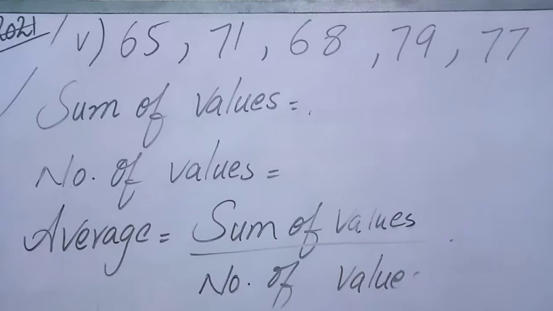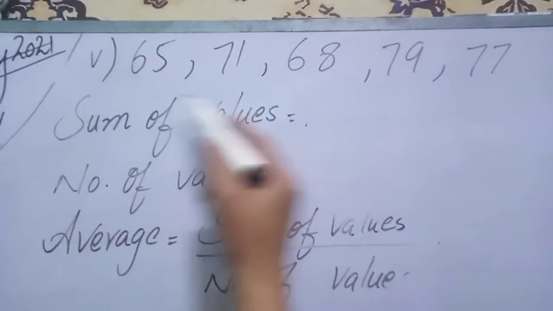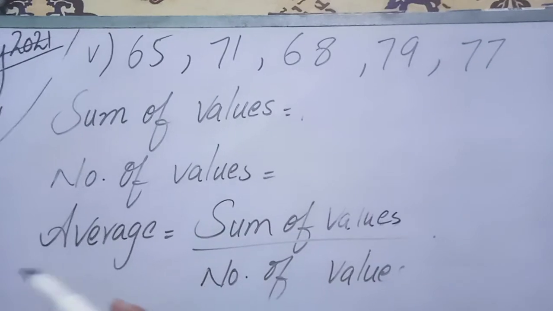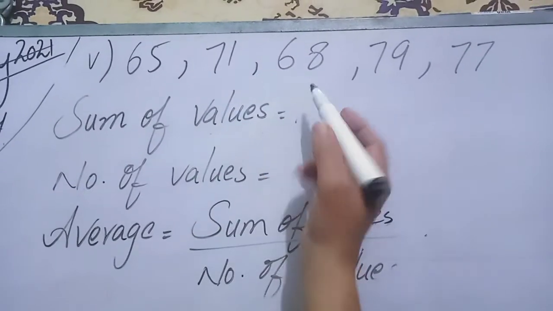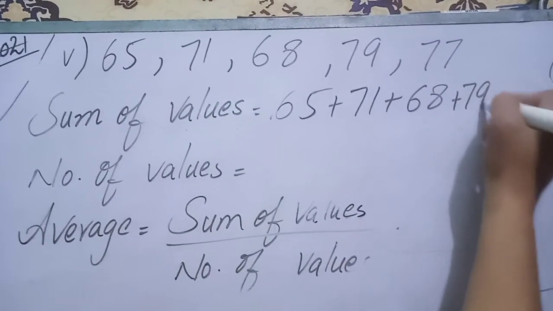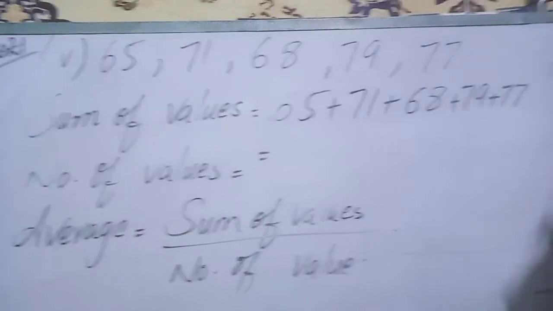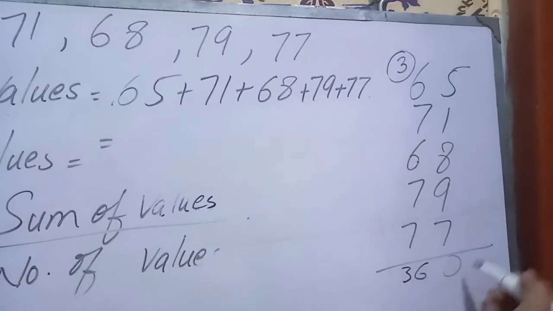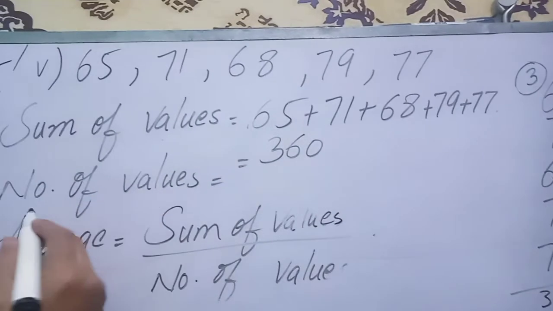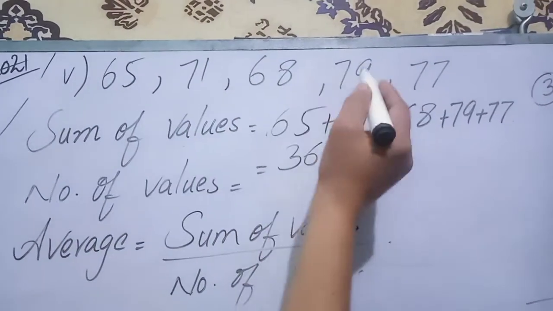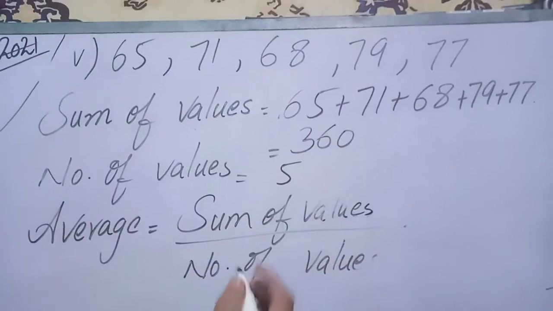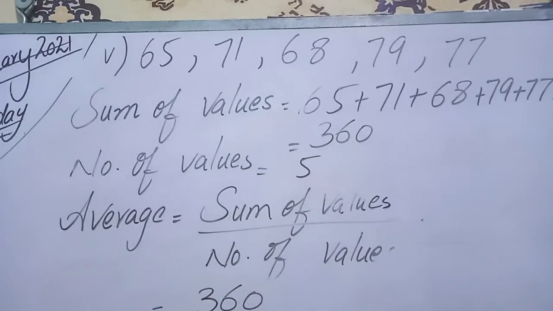Now the last question. Now students, in the last question you are given the data. According to this, we have to find out the sum of values, then number of values, then use them in the average formula. To find the sum of values, we will add all these numbers. Firstly, we will arrange it vertically, then it gives the answer 360. Then I will write here 360. The second thing given to us is number of values 1, 2, 3, 4, 5. The number of values are 5. Now we will write here sum of values 360 and number of values 5.